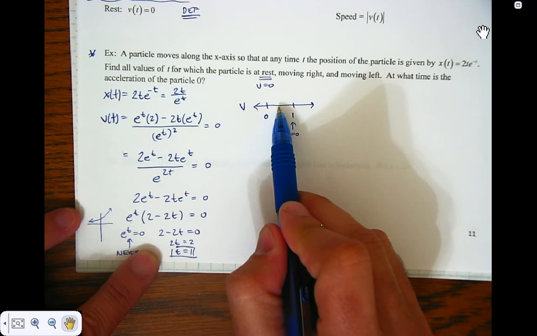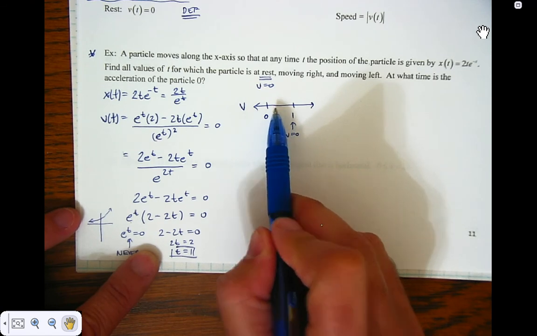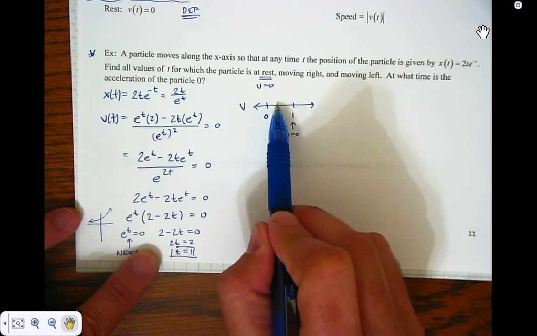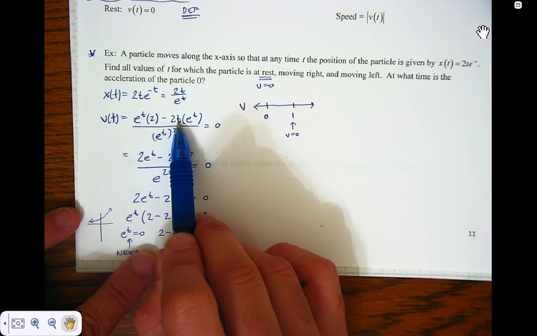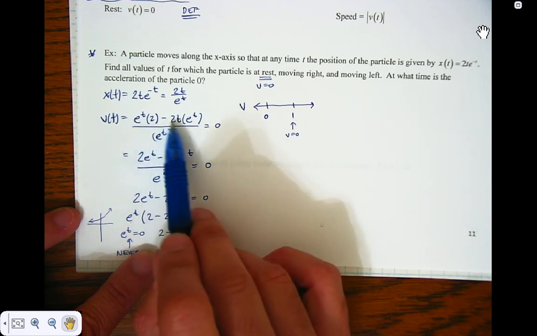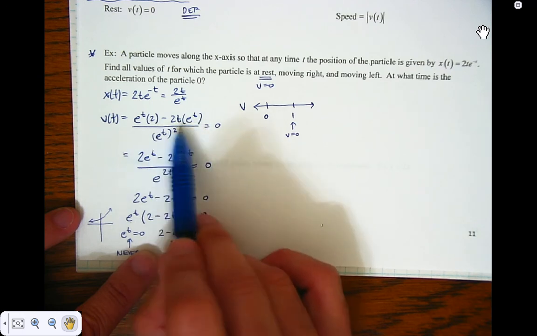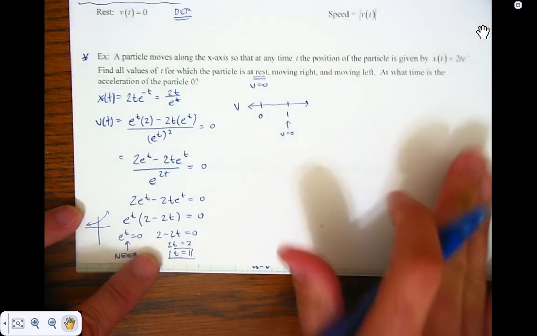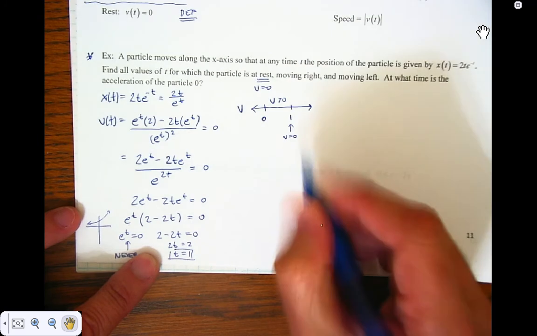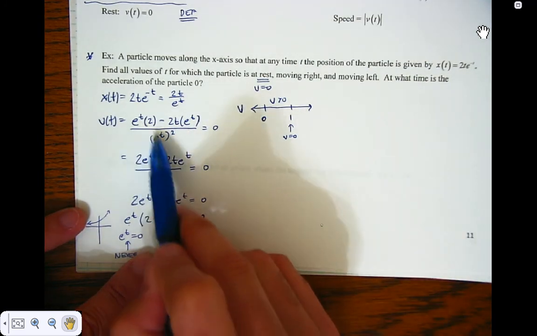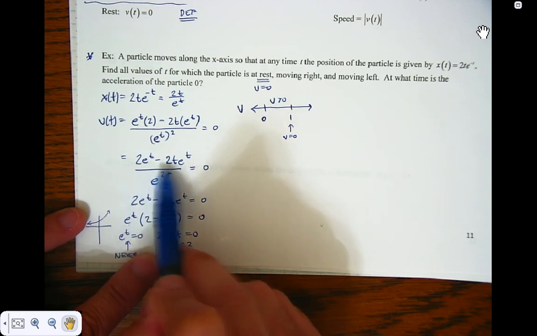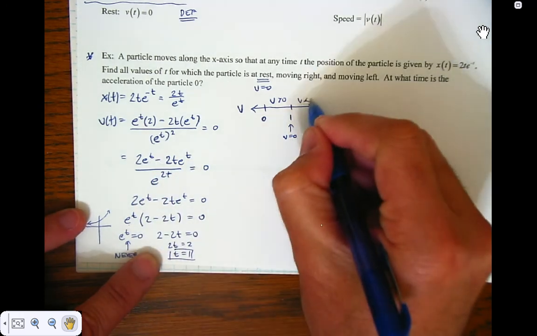Well, what happens at 0.5? Okay, so if you're at 0.5, what would the velocity be? Well, let's just think about this right here. Half of 2, if we're plugging in 0.5, half of 2 would be 1. And so I have 2e^t minus 1e^t. So this looks like it's going to be a positive value. And so here you would have velocity positive. If I plug in 10, this clearly is going to be 2e^t minus 20e^t. This is definitely going to be negative.